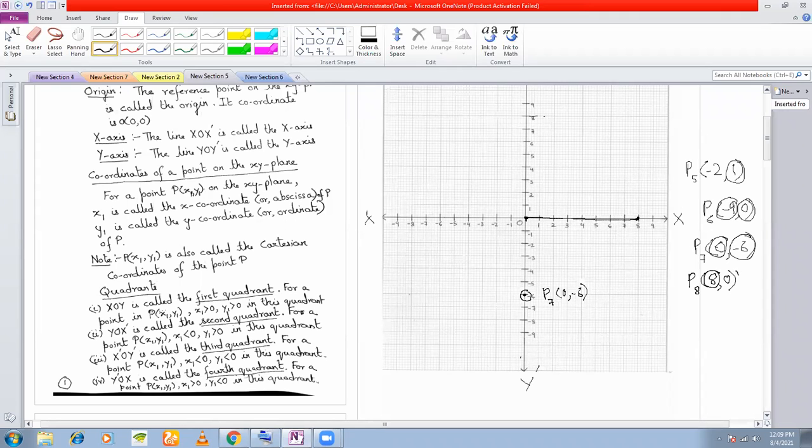And what is the y coordinate here? 0. That means we cannot move vertically anywhere. That means this must be my point. This is my point P(8, 0). Is this clear now?